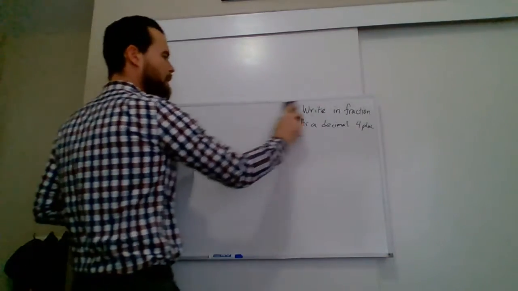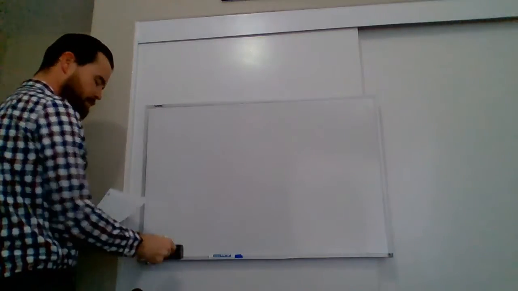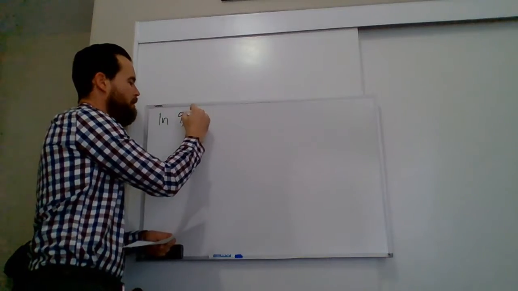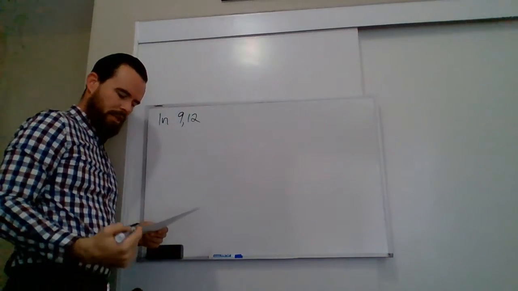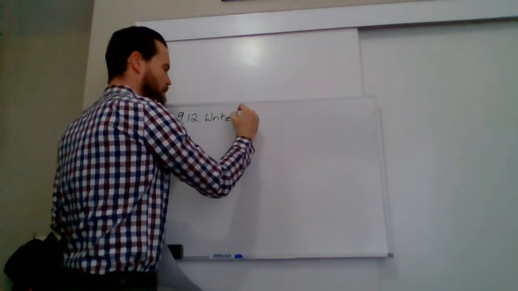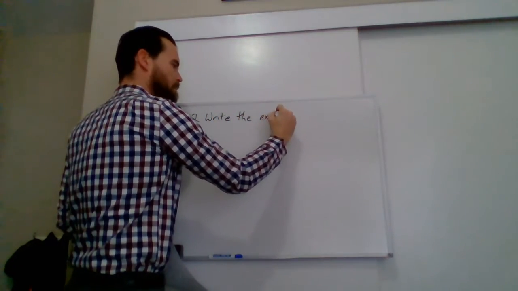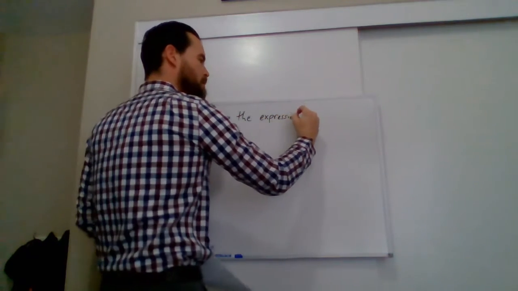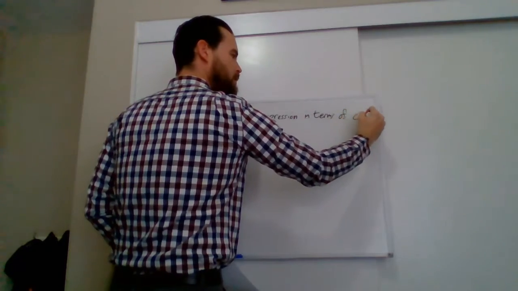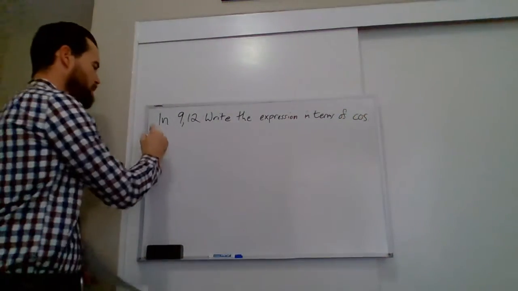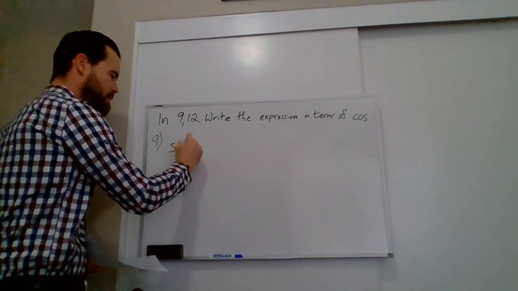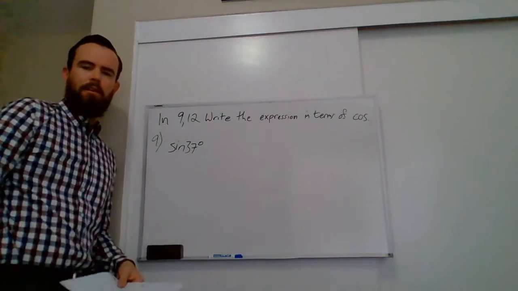All right. So our next problems, we have some different instructions. It's telling us in 9 and 12, write the expression in terms of cosine. All right. So they give us, for number 9, the sine of 37 degrees.